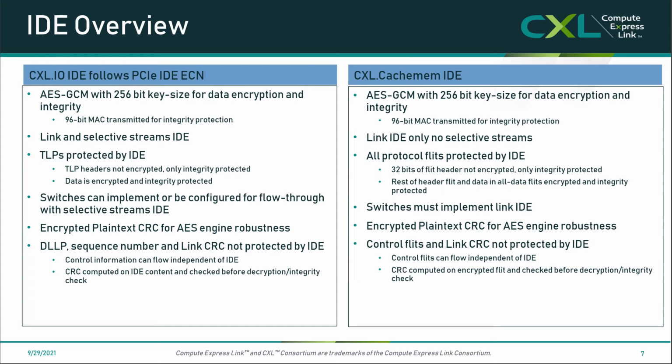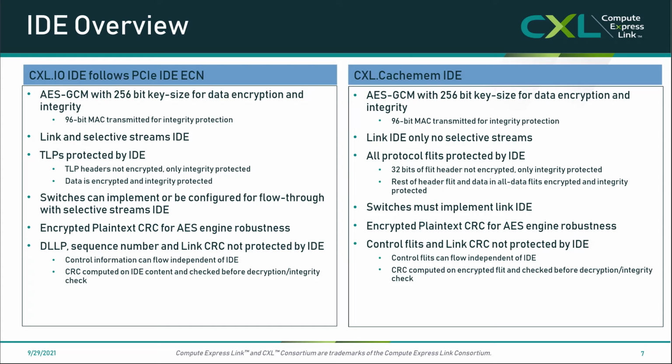CXL.io IDE has these two variants, right? A link IDE and a selective streams IDE. Link IDE protects all the protocol traffic that goes across the link, whereas selective streams IDE is more selective. It can protect a subset of the protocol traffic that's going on the link. It could just be an assignable device interface, or maybe it's a device function that's targeting a given endpoint, and only that component is protected by the IDE.